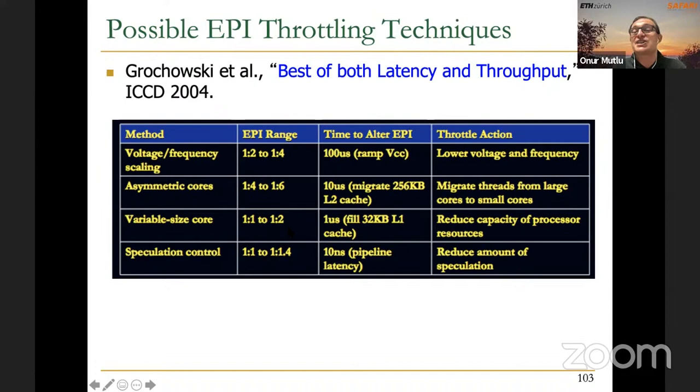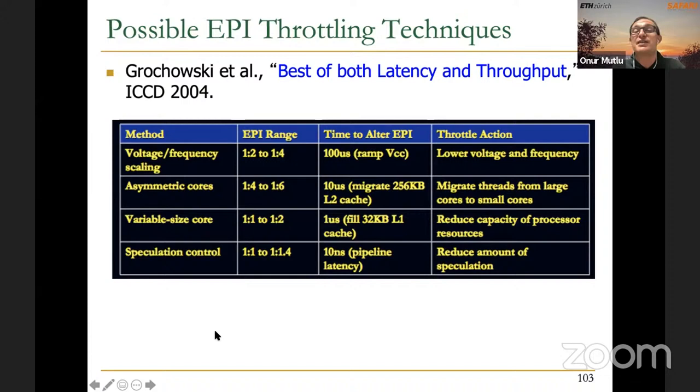Speculation control, basically reduce the amount of speculation you do. Basically reduce the number of branches you predict, for example. That gives you less EPI range, but the time to alter the EPI is very quick. You can quickly modulate this action to change the EPI. So you can imagine other things over here, right? Perhaps reconfigure an FPGA, for example, ship the data to a GPU, et cetera. So there are other methods, actually, with different EPIs.